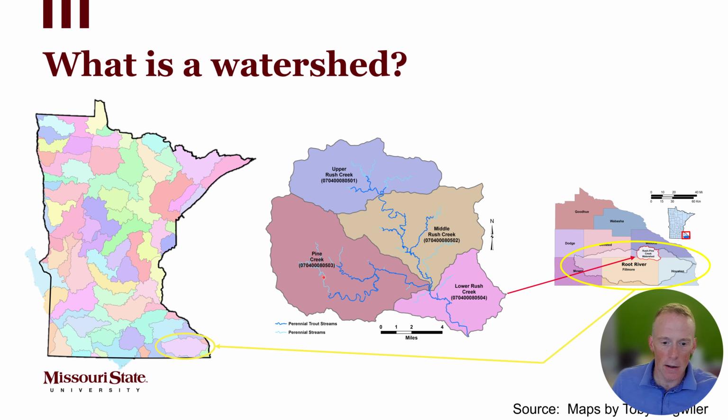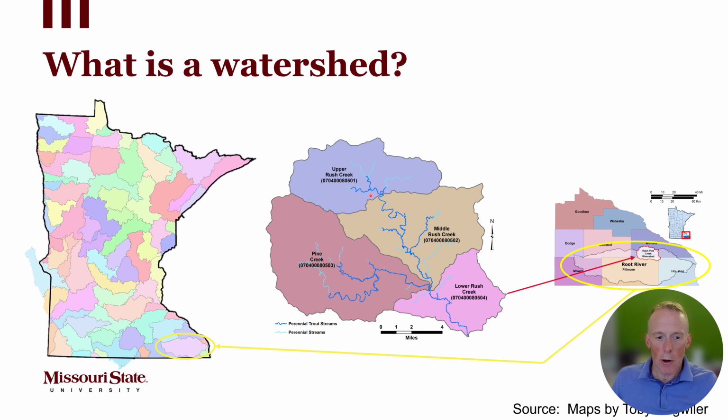Pine Creek is over here on the west side. Rush Creek drains the eastern side of the watershed, and Pine and Rush join here down towards the bottom to become Lower Rush Creek. So we can take the Rush Pine Creek watershed, which is this whole unit that's outlined here with all four colors, and we can subdivide it into the four sub-watersheds that are shown here: Upper, Middle, and Lower Rush Creek and the Pine Creek sub-watershed.